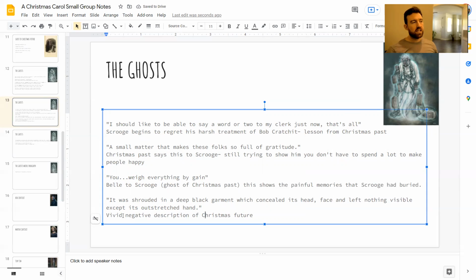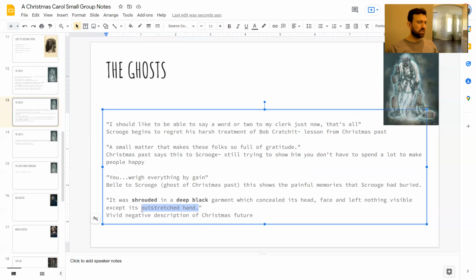And we see here some really negative choices. We've got deep black garment. The color black often is related to mystery, evil sometimes. In this case, it's quite scary and intimidating. Shrouded as well. He's shrouded. If you're shrouded, you're kind of covered, so you can't really see the Ghost of Christmas Future. All you can sort of see is his outstretched hand. This would be pretty terrifying.